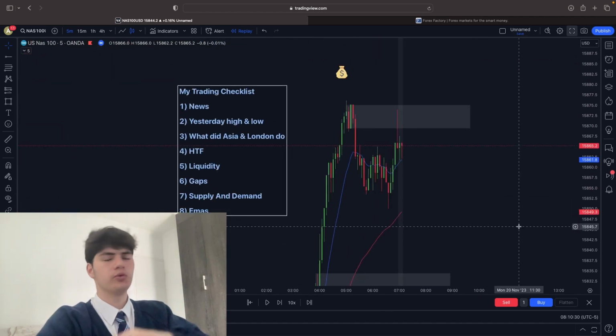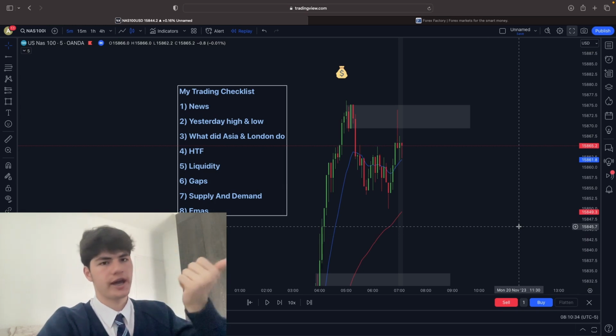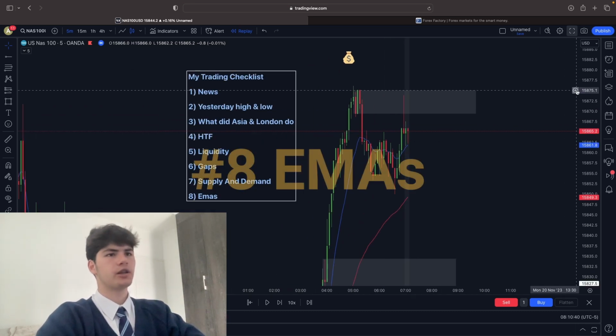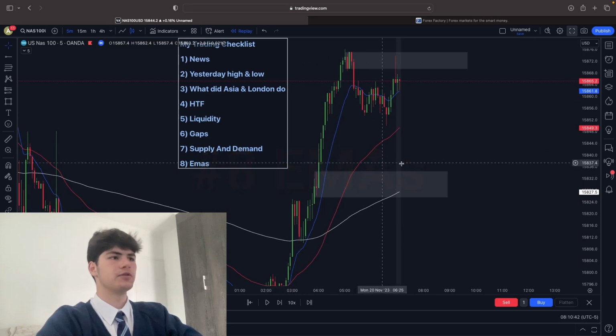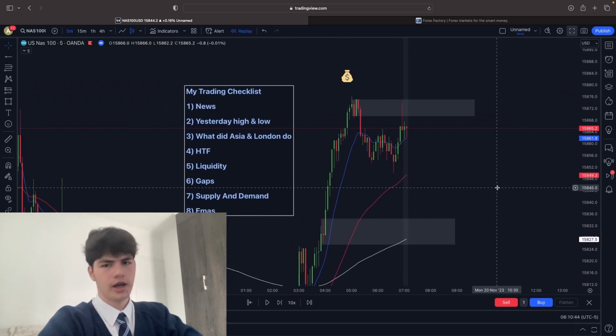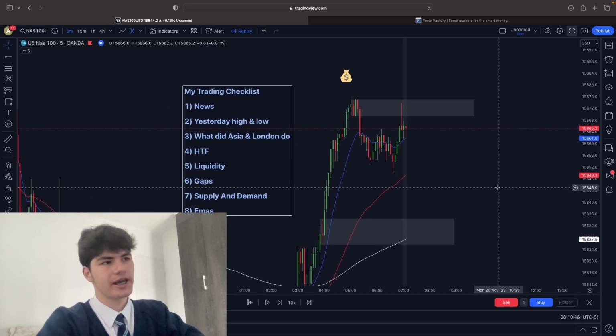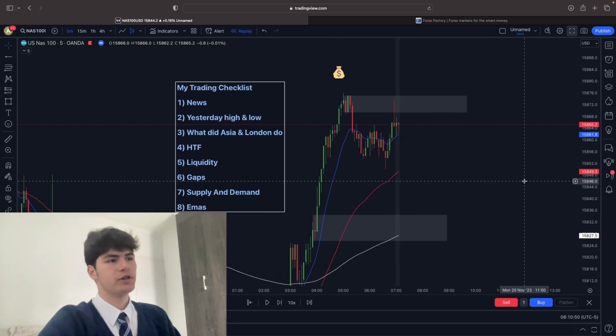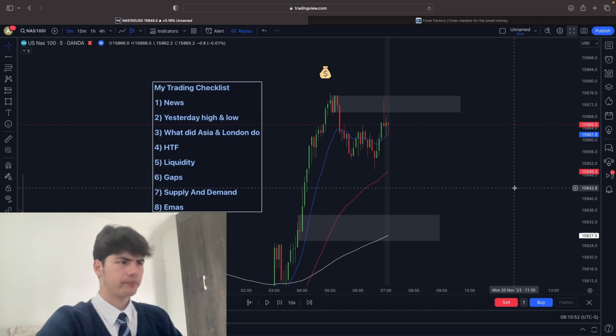I do all these things also on every chart that I have. So I do it on NAS, GU, and GJ. I just do the exact same things to see what is happening for the day. Then the last thing I look at is where the EMAs are at. So I don't like trading counter trend, but today this counter trend setup just made sense. We are above the 200 EMA, meaning we are bullish on the 5 minutes.